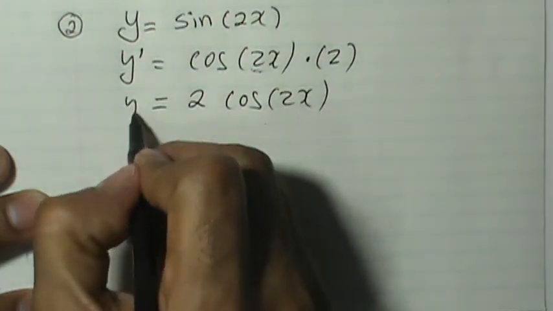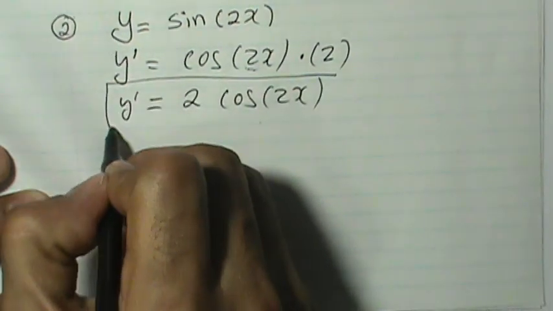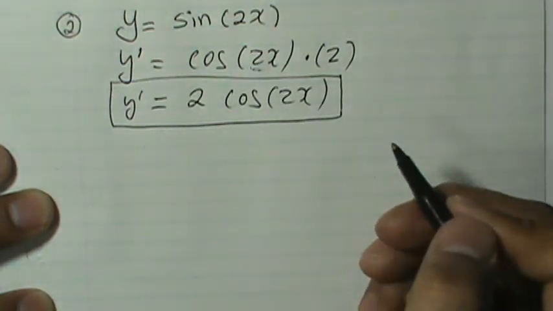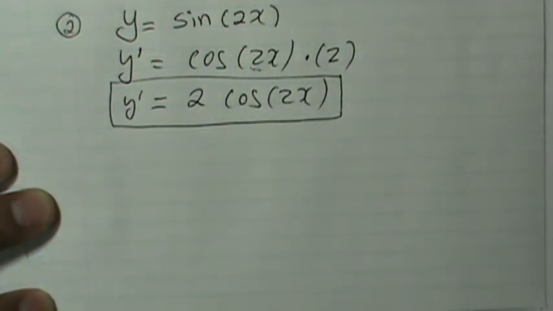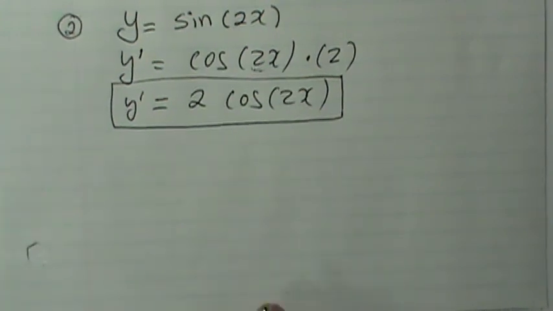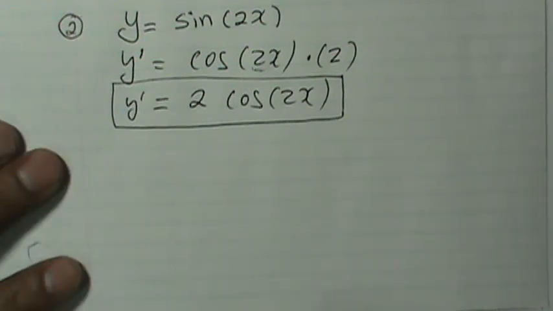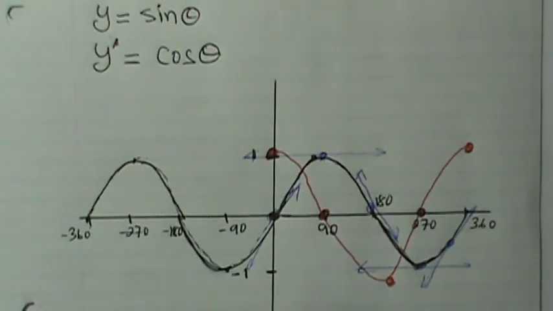So this is what I mean. You have to be careful not only taking the derivative of the function, but also the derivative of theta. Let's do another example here where we do the chain rule in terms of the trigonometric function sine theta.